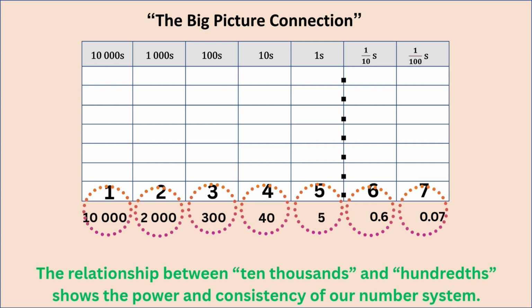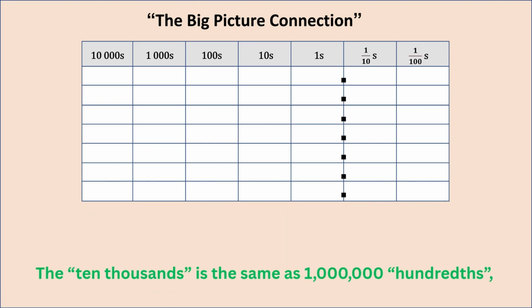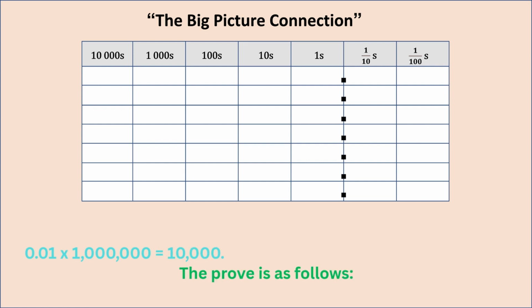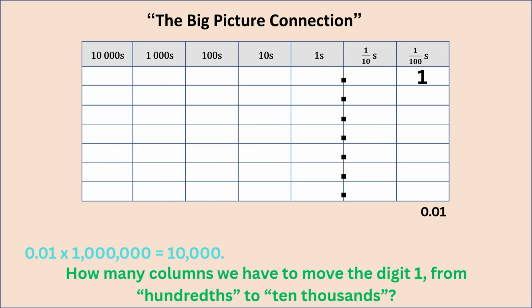The big picture connection. The relationship between 10,000s and hundredths shows the power and consistency of our number system. The 10,000s is the same as 1,000,000 hundredths. As an equation, 0.01 times 1,000,000 equals 10,000. The proof is as follows. How many columns do we have to move the digit 1 from hundredths to 10,000s?